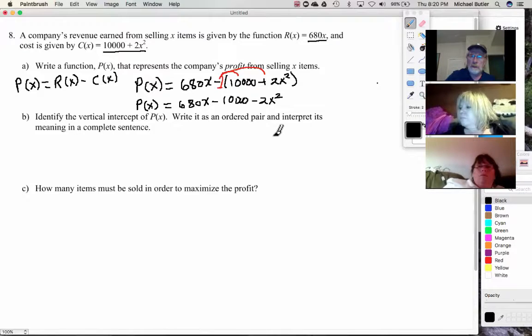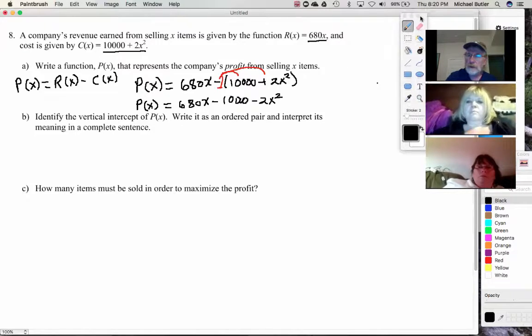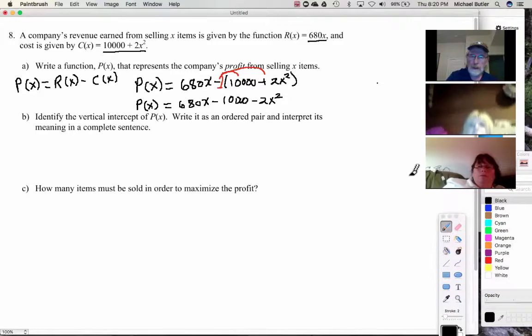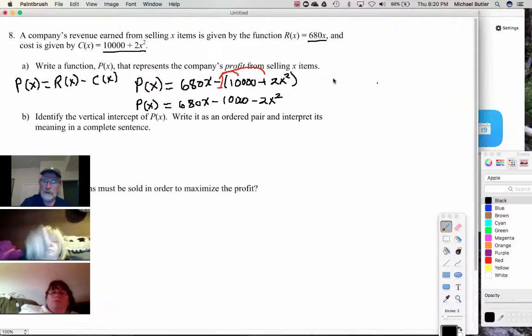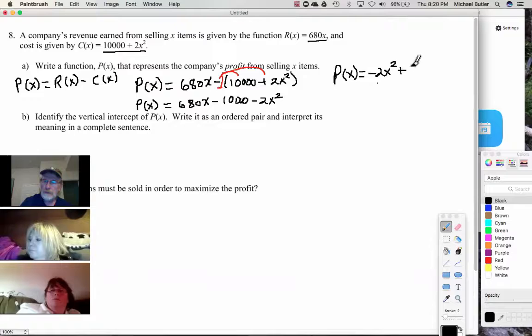Okay, so it would probably behoove us and be worth our time to go ahead and put that thing into standard form. So let's do that also real quick. So one last time, writing down P of X, putting it in descending order, it is minus 2x squared plus 680x minus 10,000.